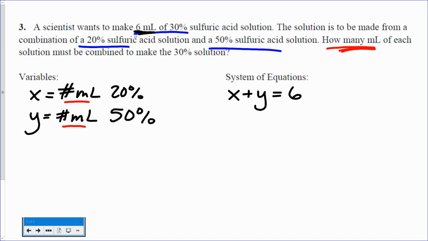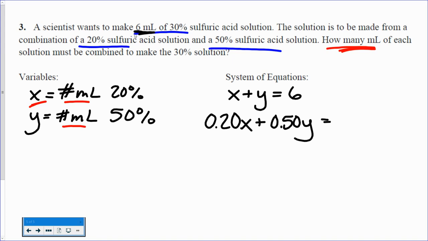The next one needs to have all of the percentages. So I need 20% of my X. If I'm writing as a decimal, 20% would be 0.20 times X. Plus, I would need 50% of the Y, because that's the one at that 50%. So 0.50Y, or I could just do 0.5Y and 0.2X, that's fine.